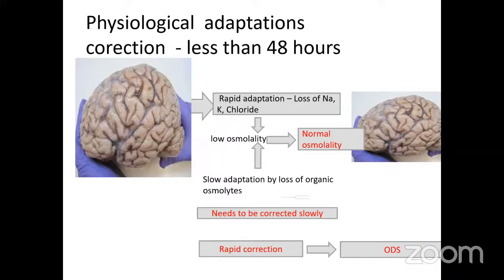So, just a diagrammatic representation of what I said already: there is a rapid adaptation by loss of sodium, potassium, and chloride. The osmolality normalizes. Slow adaptation is by loss of organic osmolytes. So it should be corrected slowly. If you correct rapidly, it results in osmotic demyelination syndrome. Am I audible? Yes, madam, clearly.